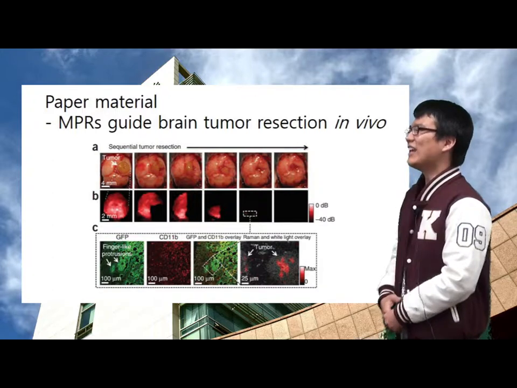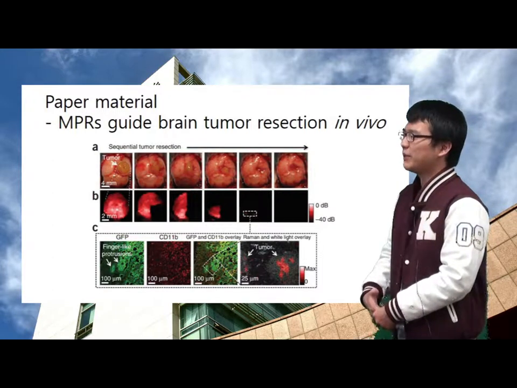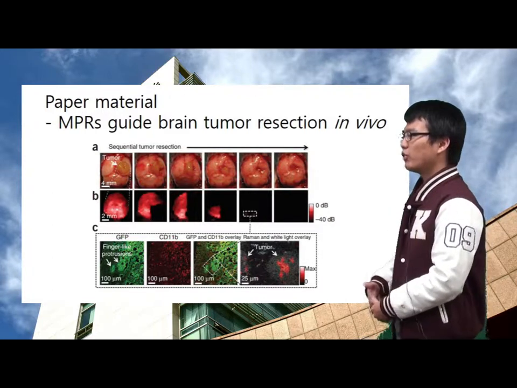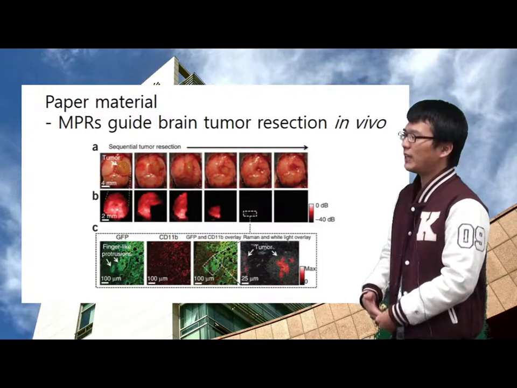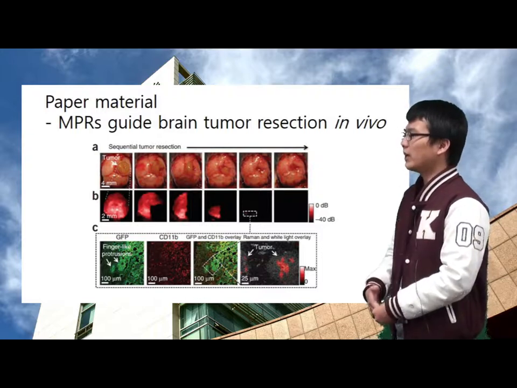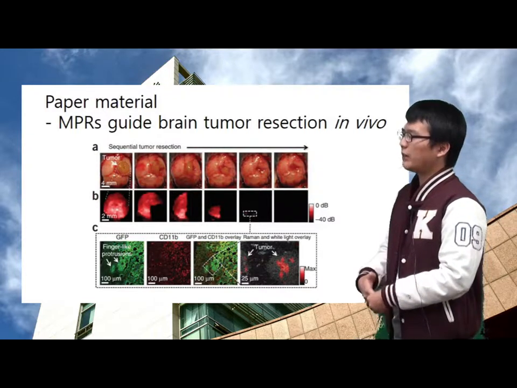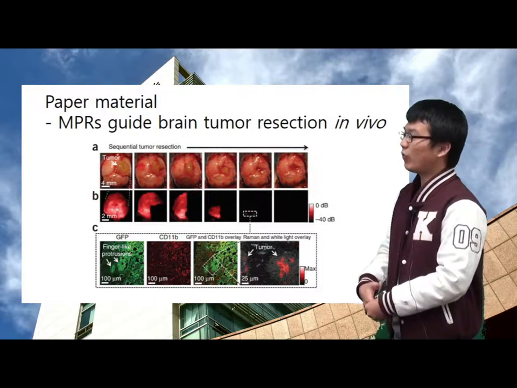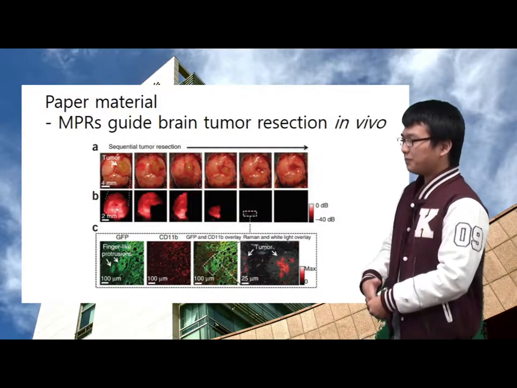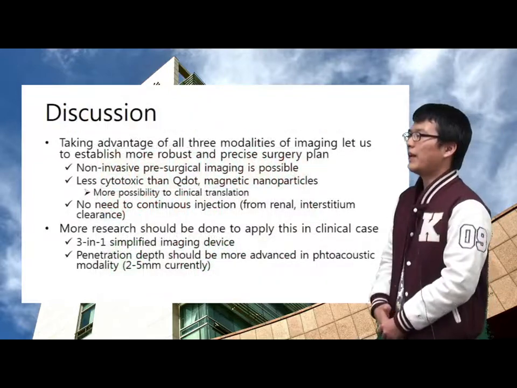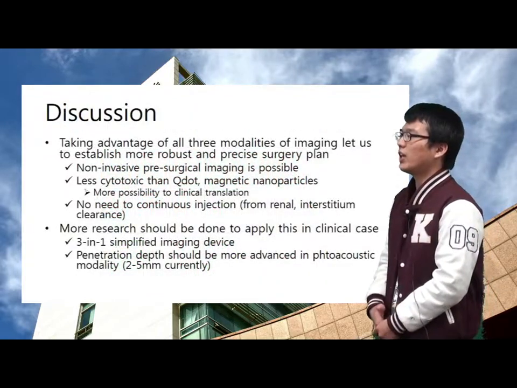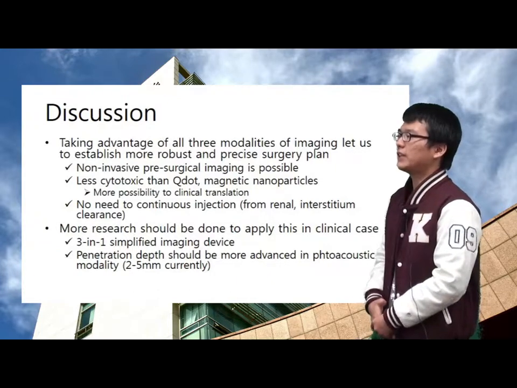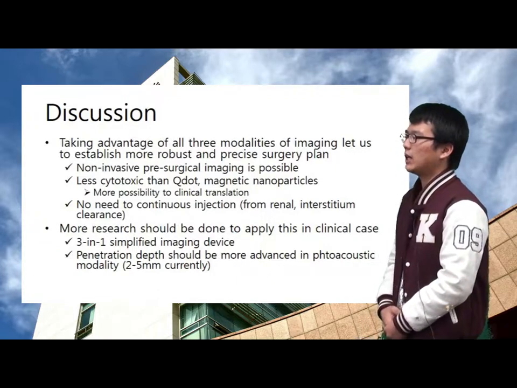In figure B, it looks like all the tumor has been removed, but in figure C, they showed some tumor mass is still remaining in the brain with the Raman imaging. This high sensitivity Raman imaging, by taking advantage of all three modalities of imaging, led us to establish a more robust and precise surgery plan.